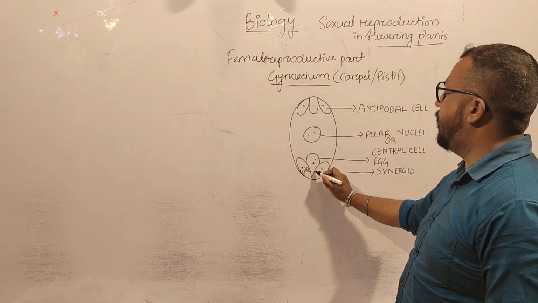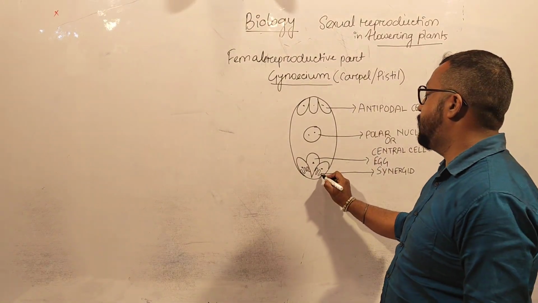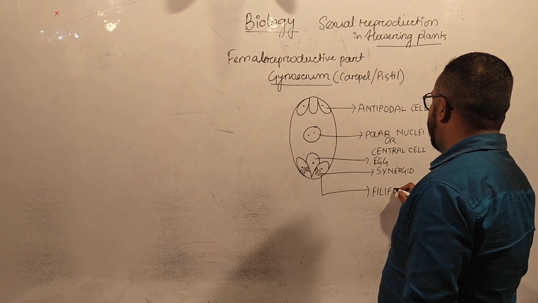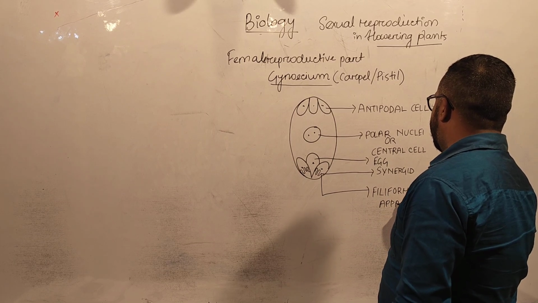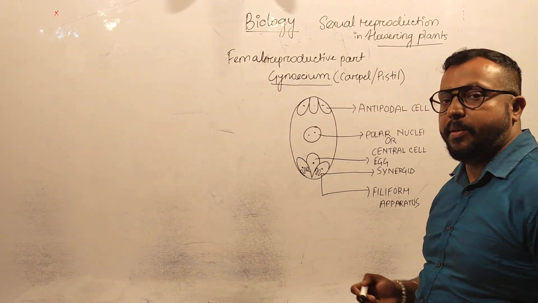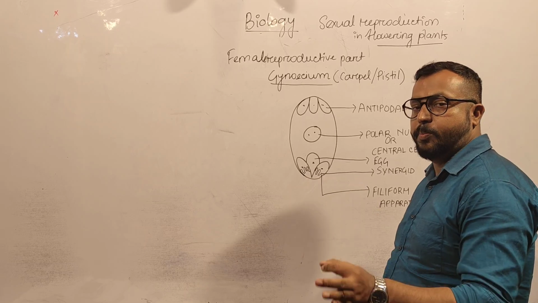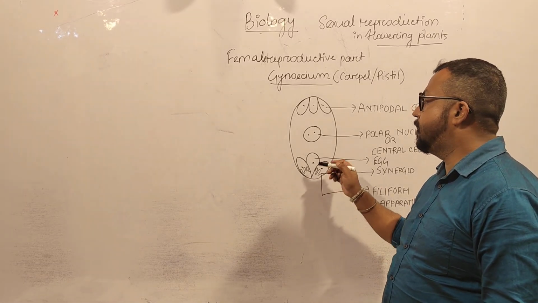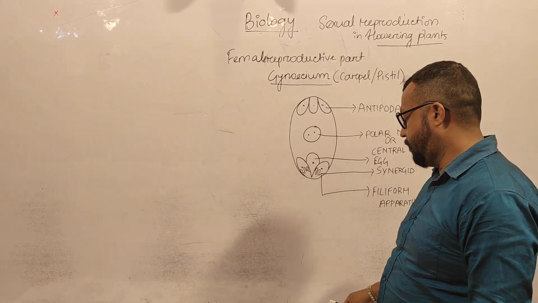In the synergids, there are certain finger-like projections. These projections are called the filiform apparatus. What is the function of the filiform apparatus? It is basically responsible for guiding the pollen tube towards the egg cell.